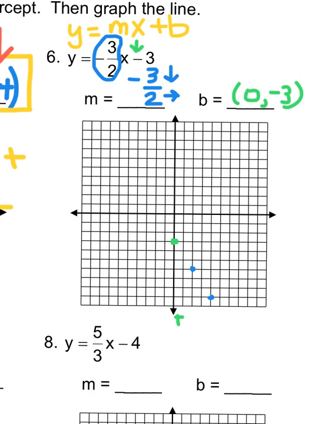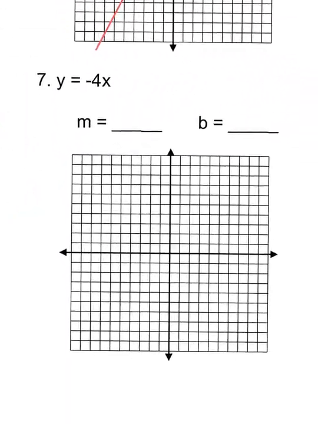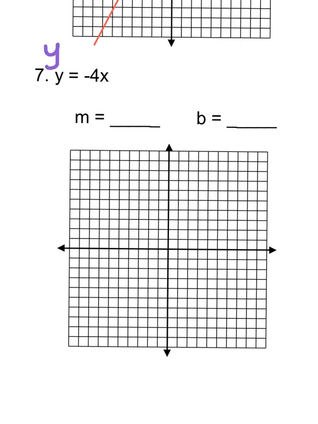Grab your straight edge, draw your line through the entire plane. Go back and put your arrows on. I will count points off for not having your arrows. Go back and check. We have a negative slope here, and we have a negative observable slope. Let's go on to number 7. On number 7, we have y equals -4x.